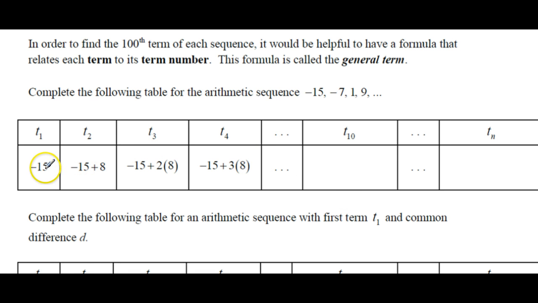So we've got -15, -15 plus 8, -15 plus 2 times 8, -15 plus 3 times 8. And if we look at the relationship, the number in front of the 8 seems to be 1 less than the term number. Here you could think of it as adding no 8s, zero 8s, and that's 1 less than 1. So T10 would be -15 plus 9 times 8, right? Just 1 less than the term number. And here, -15 plus 1 less than the term number, that's n minus 1 times 8.